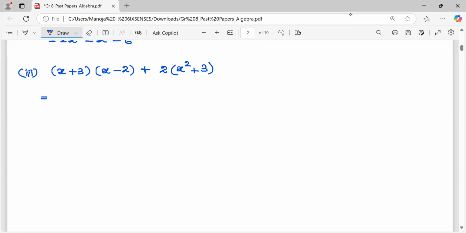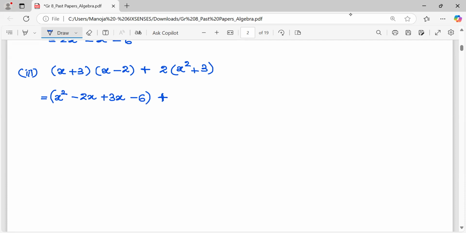When I'm simplifying the brackets in the first portion, children, I don't look at the second part. I'm focusing only on the first two brackets, to simplify the first portion of the question. x times x, x squared. x times negative 2, negative 2x. 3 times x, positive 3x. And 3 times negative 2, negative 6. Right? Now I use one bracket for all of them. And here I have the plus sign. Now my focus is only the second portion of the question. Now I'm not looking at the first part. Now I'm looking at the second part.